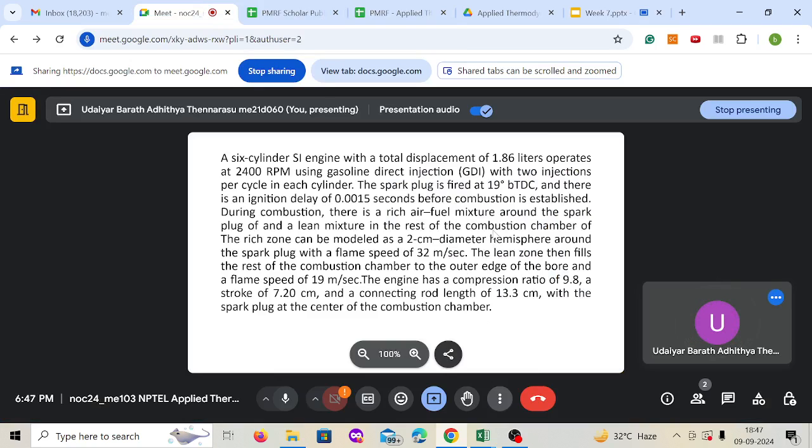Next is a 6-cylinder SI engine with a total displacement of 1.86 liters operating at 2400 rpm using gasoline direct injection with 2 injections per cycle in each cylinder. The spark plug is fired at 19 degrees before top dead center, and there is an ignition delay of 0.0015 second before combustion is established. During combustion, there is a rich air-fuel mixture around the spark plug, and a lean mixture in the rest of the combustion chamber.